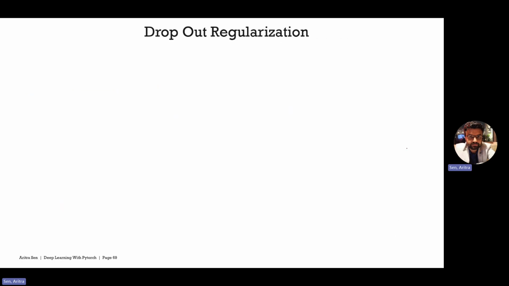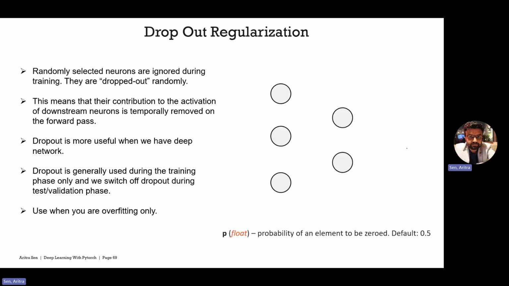So with that, the next concept, which also helps us to regularize our model, is dropout, right? In case of dropout, what we do is we randomly select neurons or nodes which are ignored during the training process. So we randomly drop out those nodes, and they do not contribute to the activation of downstream neurons; they are temporarily removed from the forward propagation while doing the training process, right?